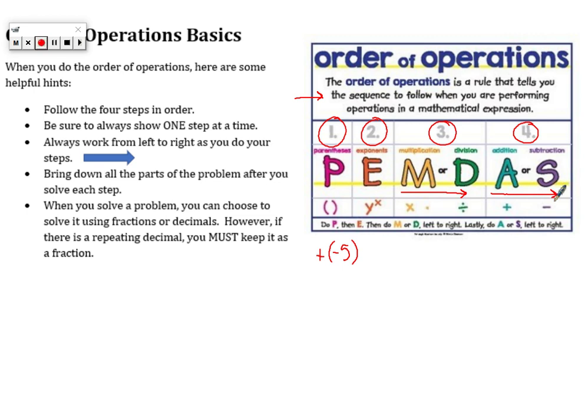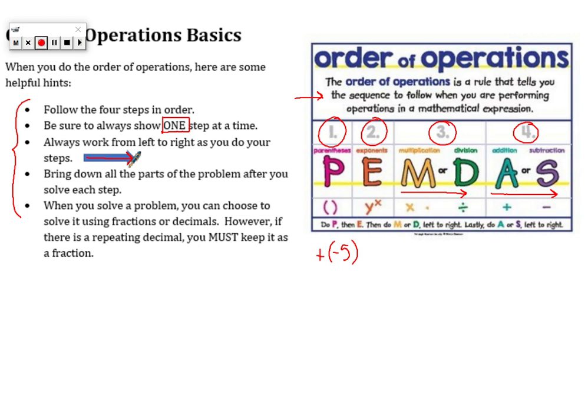We do have a few helpful hints over here that you should remember when you're doing the order of operations. The first one, follow all the steps in order. Then be sure to always show only one step at a time when you show your work. Of course, you should show all your work as you're doing these. Don't forget, you always work left to right as you do these steps. And bring down all the parts of the problem after you solve each step.